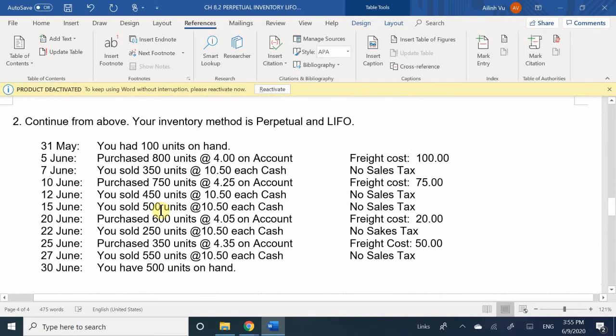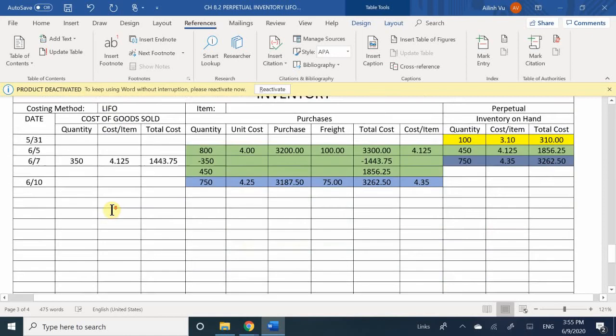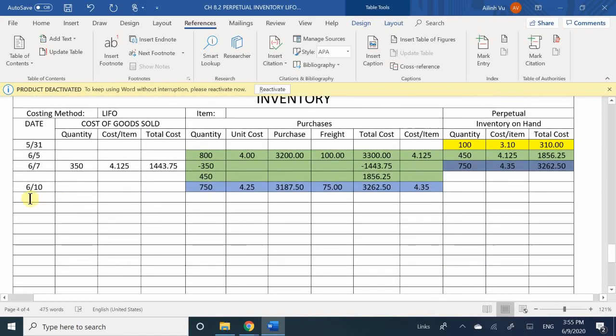All right, let's go ahead and check what happened the next day. June 12th, you sold 450 of them. We sold 450 units. Now let's look at our batches. We have batch 1 for 450, batch 2 for 750. Which one are we going to be taking out of this time? Batch 3.